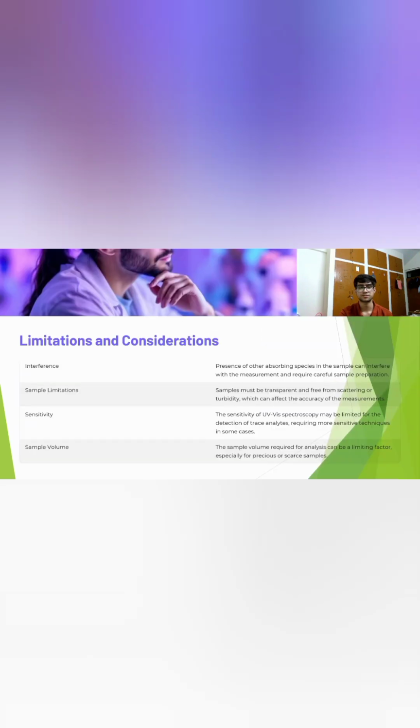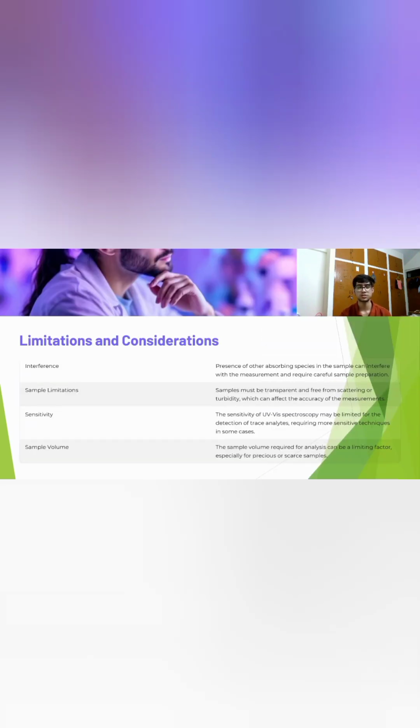And the next is applications in chemistry, biology, and material science. Chemical analysis: identification and quantification of organic and inorganic compounds, monitoring of chemical reactions, and quality control in pharmaceutical and industrial applications. Biological application: determination of protein concentration, DNA and RNA quantification, and the study of chromophores in biological systems. Material science: characterization of optical properties, band gap determination, and monitoring of thin film deposition and nanoparticle synthesis.